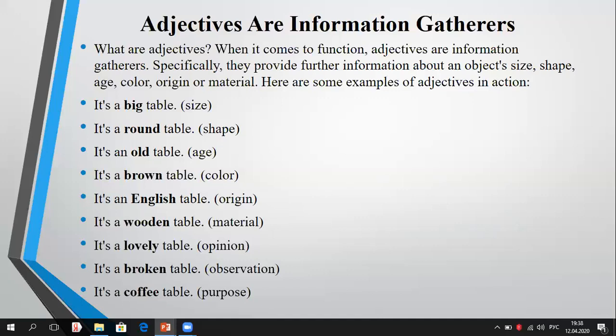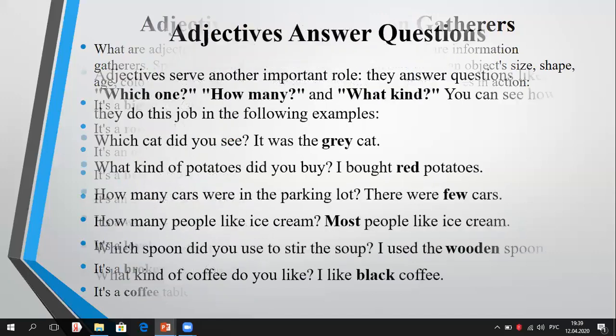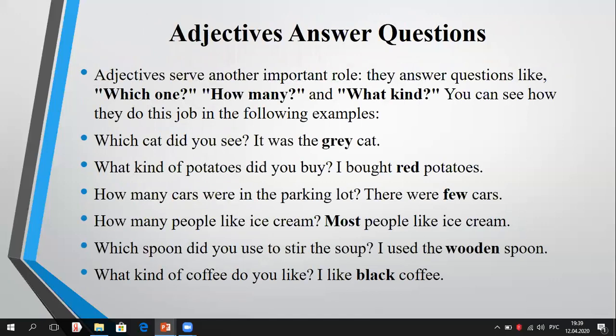It's a lovely table. Opinion. It's a broken table. Observation. It's a coffee table. Purpose. We see here in the sentences the adjectives show size, shape, age, color, origin, material, opinion, observation, and purpose. The next function. Adjectives answer questions.